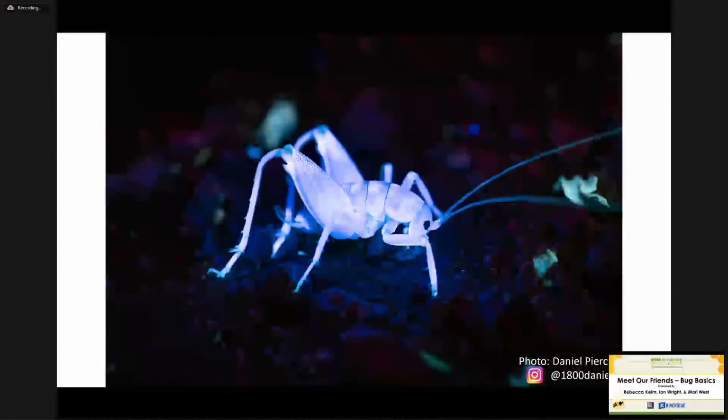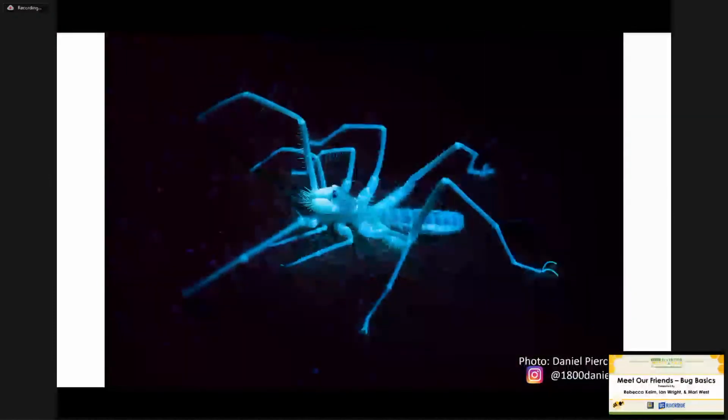Another theory is that, particularly for the arachnids, which often prey on other arachnids or insects, which are often attracted to UV patterns in the environment, they might be using their own UV exoskeletons to attract prey to them. And then another thing that might happen is they might actually be using it to communicate with one another.